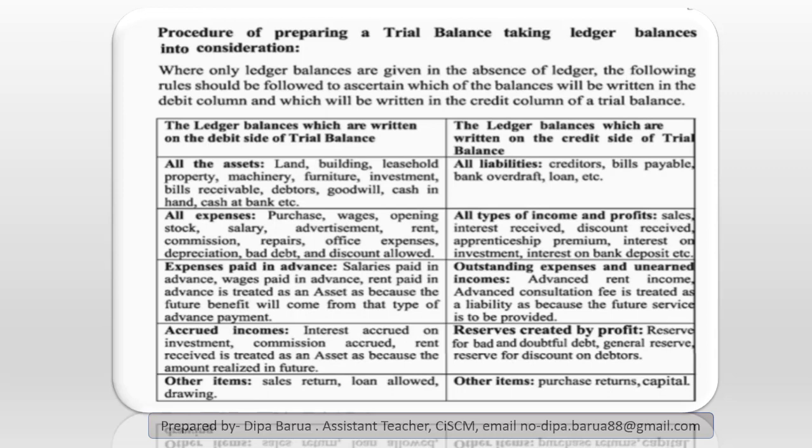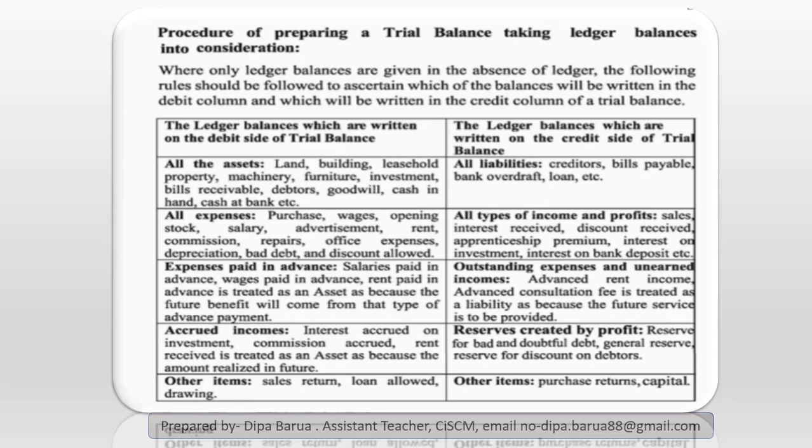Number 1, all the assets. That means all types of assets like land, building, machinery, furniture, investment, debtors, receivable, goodwill, etc.